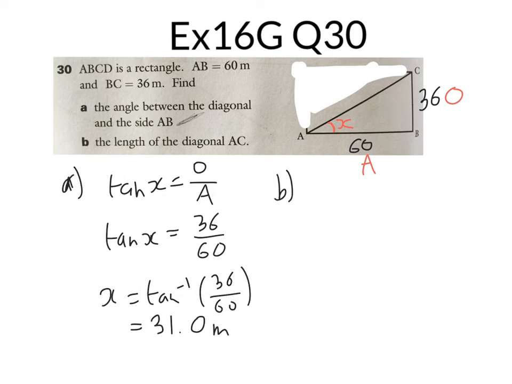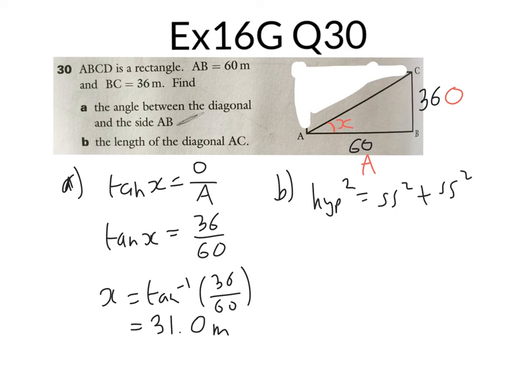Part B is to find the length of the diagonal. Now you can use trigonometry to do that, but you can also use another method, going back to second year, which is Pythagoras' theorem. We are trying to find AC, which is the hypotenuse, the longest side. The hypotenuse squared is equal to the short side squared plus the other short side squared.